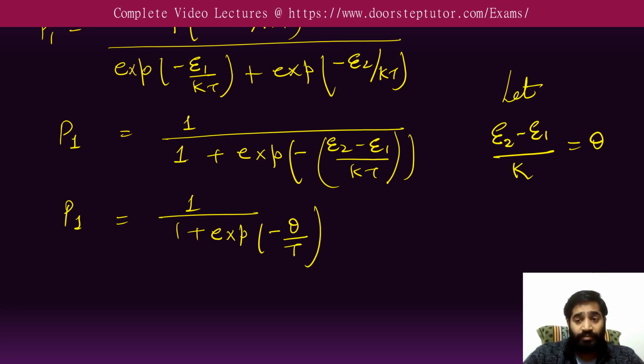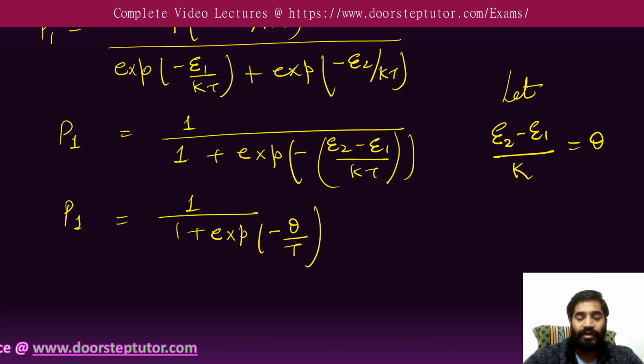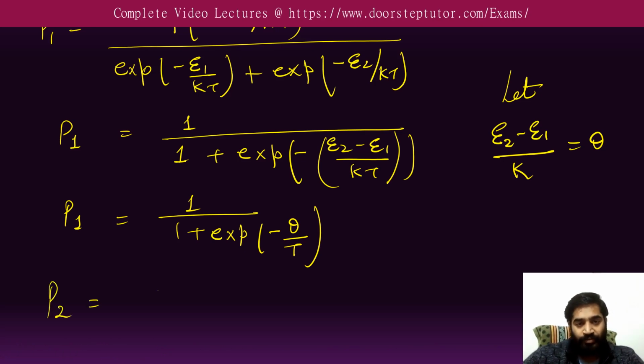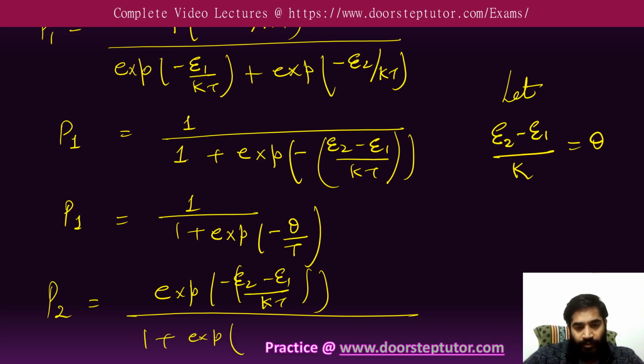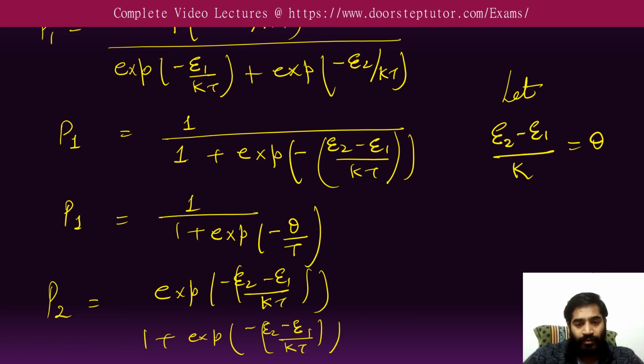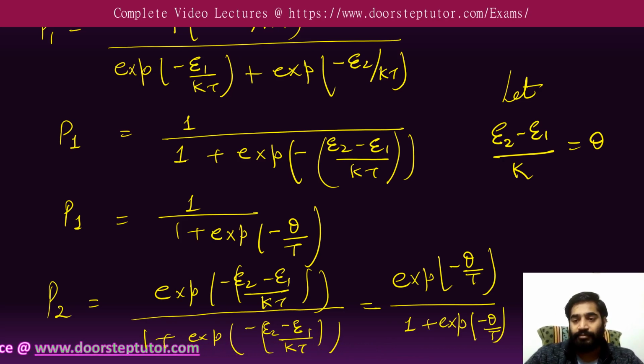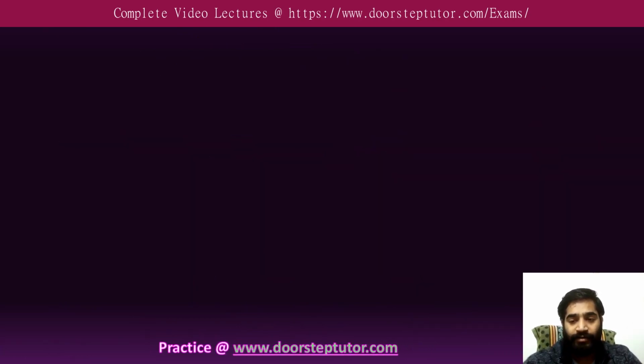Clear? In the same way we can also write P2. We divide by exponential of minus E1 by kT, so it changes to e to the power minus (E2 minus E1) by kT over 1 plus e to the power minus (E2 minus E1) by kT, which equals exponential of minus theta by T over 1 plus exponential of minus theta by T. Clear? These are the probabilities P1 and P2.